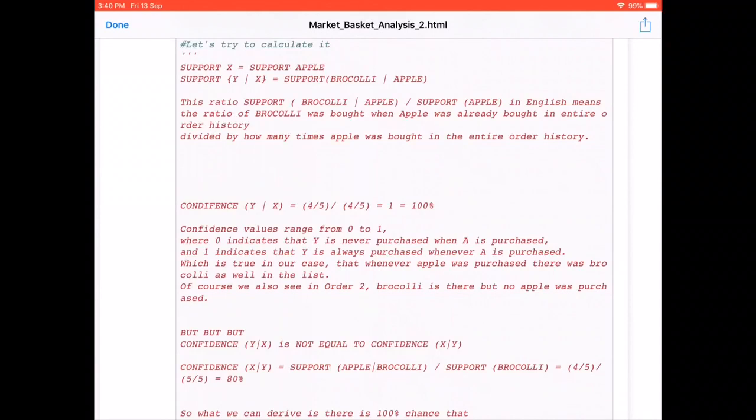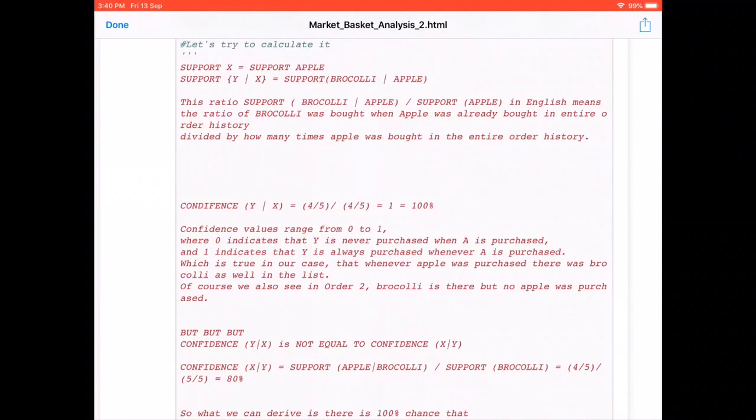X is purchased. So that means I can say that if the confidence of, say, whenever I purchased apple, I never purchased broccoli, that will give a confidence of 0. And if I get a confidence of 1, which I can see in this case, it means whenever I purchased apple, I have also bought broccoli along with it. Okay, but the other way around could be different.